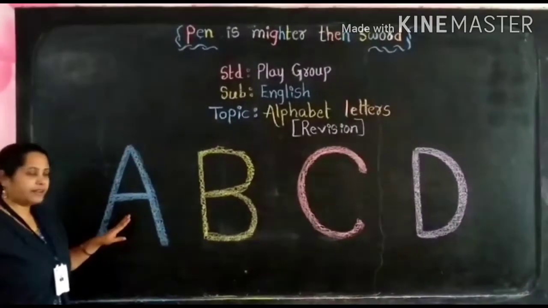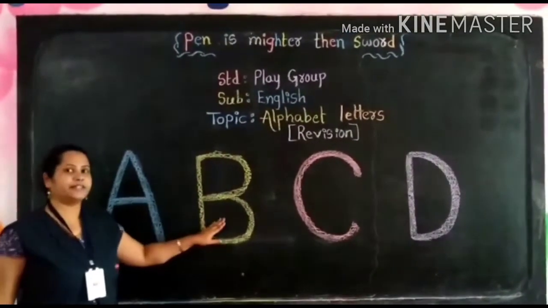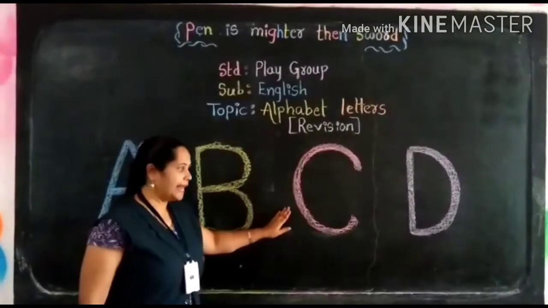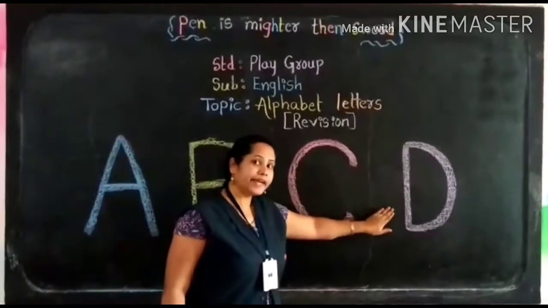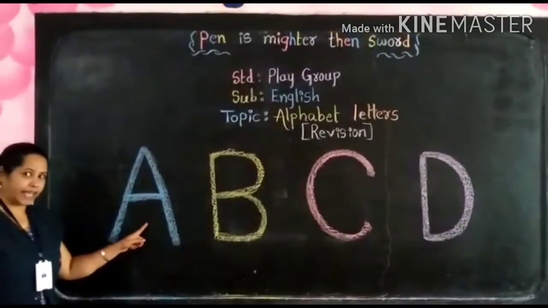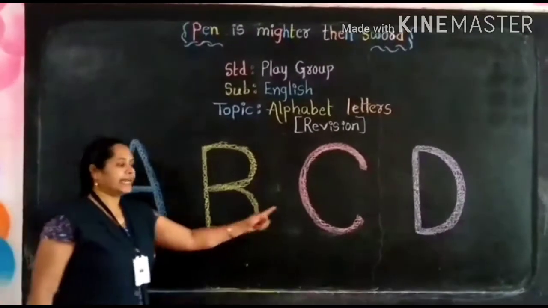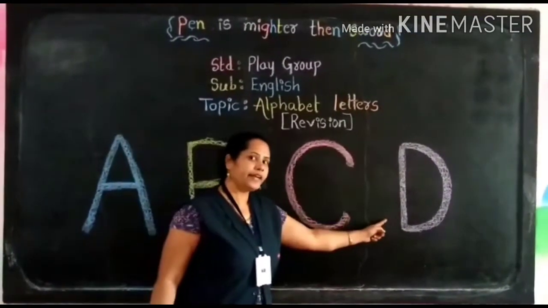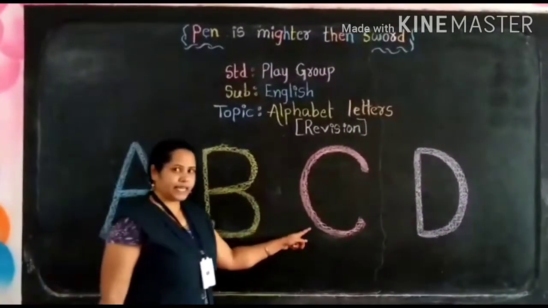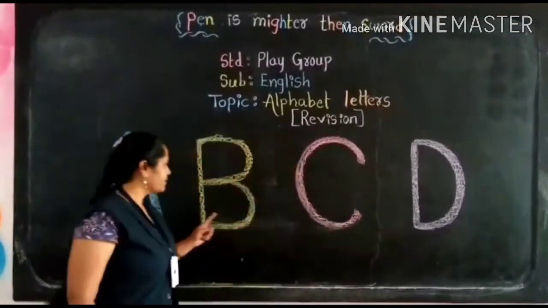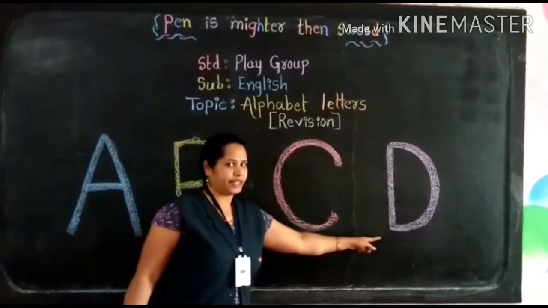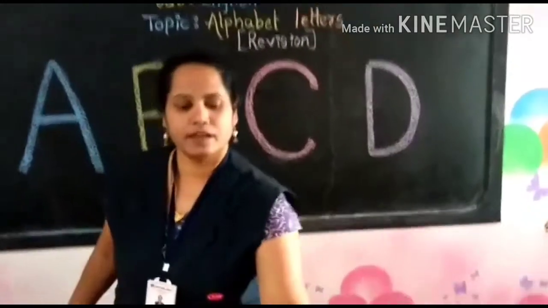Letter A, letter B, letter C, letter D. Repeat again. Letter A, letter B, letter C, letter D. Now A, B, C, D. A, B, C, D. Okay children, now we see it in the book.